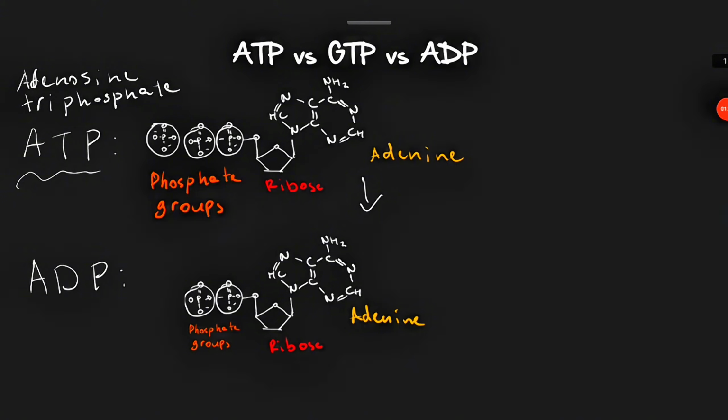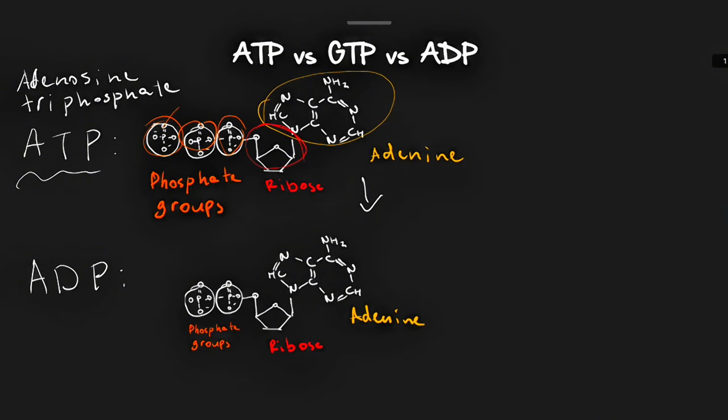Now you might be asking, why is it called adenosine triphosphate? The reason is that ATP has an adenine nitrogenous base, a ribose sugar, and 3 phosphate groups. So 1, 2, 3 phosphate groups. And I want you to think of the phosphate groups as chunks of energy.